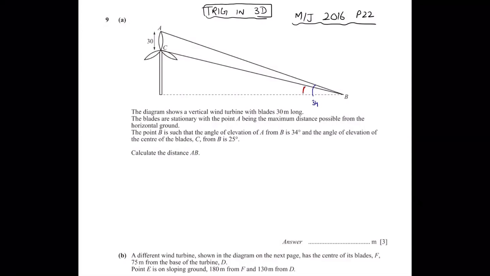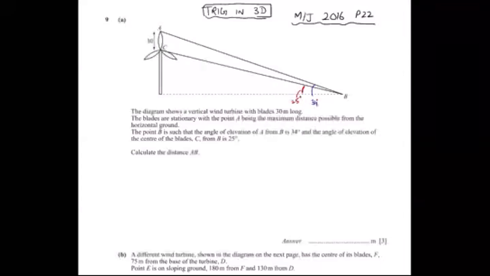So would you agree that this angle is 25? Is the last statement correct? And is it understandable? The point B is such that the angle of elevation of A from B was 34. And the point C is such that the angle of elevation from B is 25. Yes. Okay. What else do we know? We need to calculate the distance AB. Okay. Any suggestions? How would you go about this question?